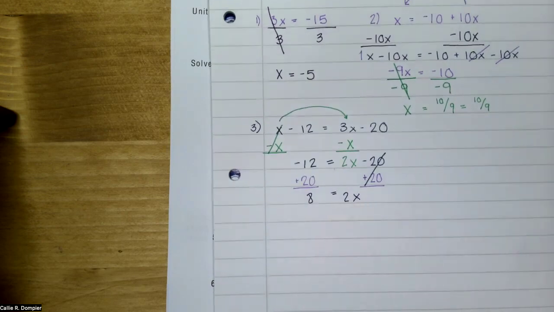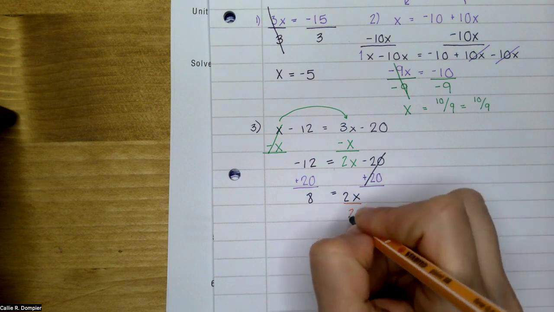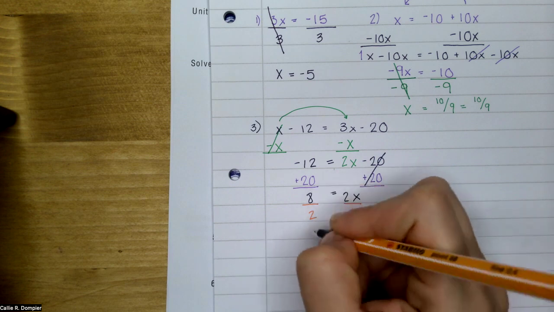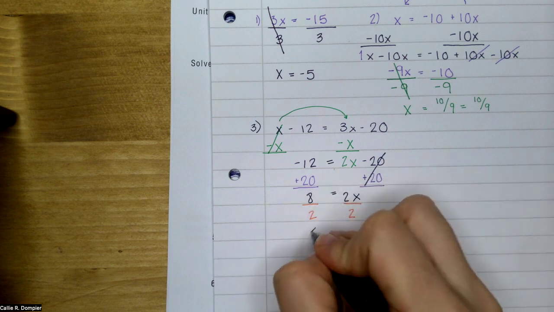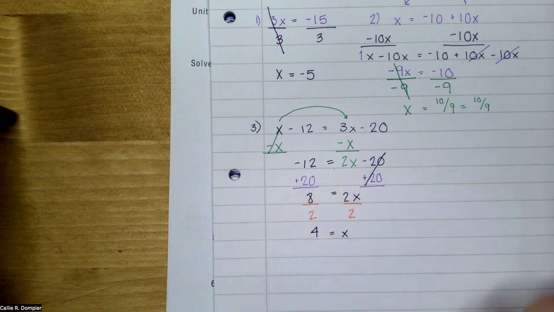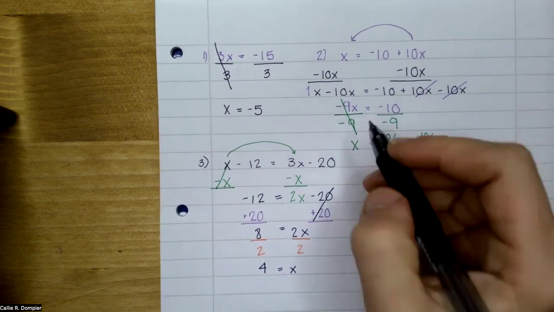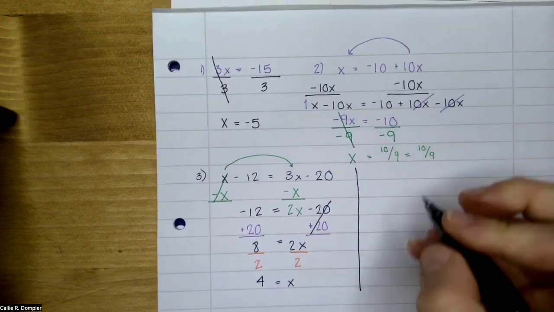X is being multiplied by 2. What's the opposite of multiplying by 2? We're going to divide by 2. Anything I do to the right side, I have to do to the left side. 8 divided by 2 is 4 equals x. Okay?